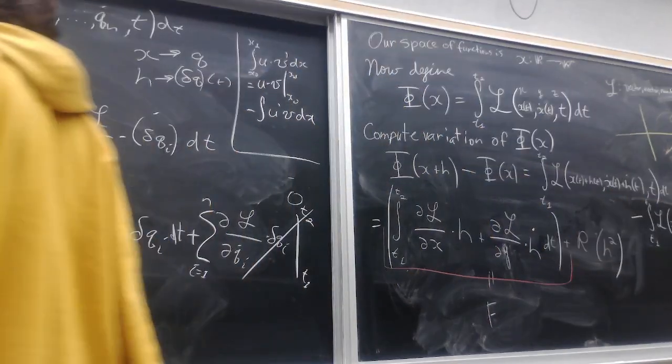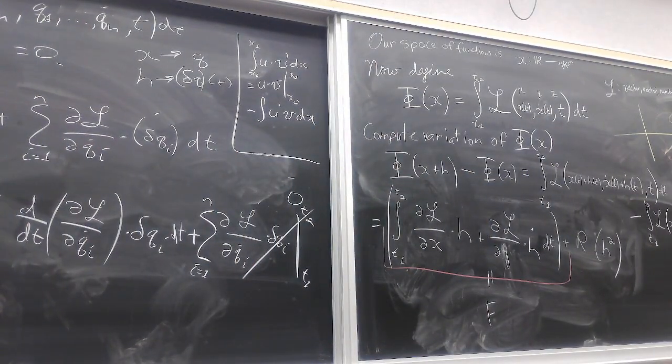Okay. Now, let's put this all back together. I have the integral from t1 to t2, I have a sum, i equals 1 to n. Okay. Is there anything I can factor out here?